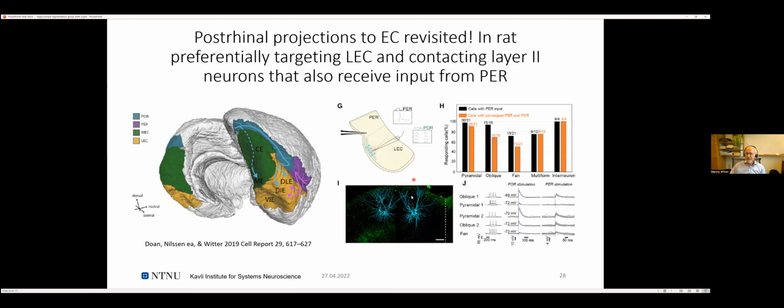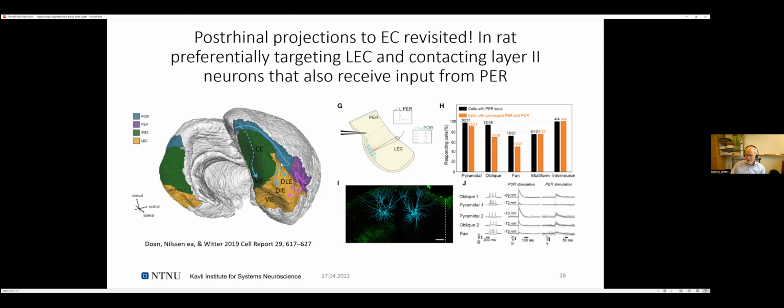And what we find is that cells in LEC do receive a high percentage of perirhinal input as well as postrhinal input. If you look at the different cell types in the entorhinal cortex, and these are all cells in layer two, all of them receive a strong convergence of perirhinal and postrhinal inputs. So the whole concept of perirhinal being specific for lateral and postrhinal being specific for medial is incorrect.